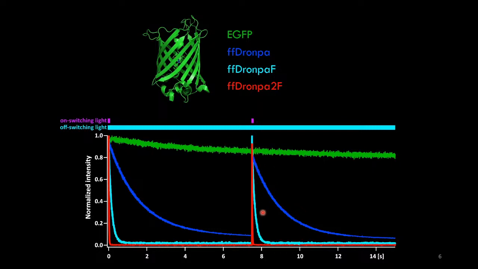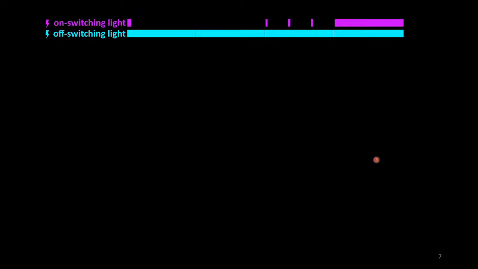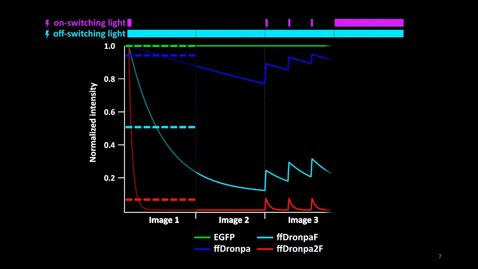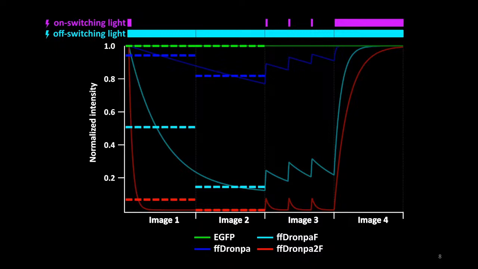So we used these fluorescent proteins and we irradiated them with a short illumination sequence in which the off-switching light, the cyan light, was on all the time, and then we modulated the on-switching light, the violet light. And for these fluorescent proteins, we acquired only four images. In the first image, the dynamics is fast, so it can be resolved by the camera, as I told you before. So we calculated an integrated fluorescence for this image, which gave us a certain value for each fluorophore. And we did the same for the other images. So we acquired image number 2, image number 3, and image number 4, and for each of them, we calculated the integrated fluorescence intensity, which in the end led to a certain value.